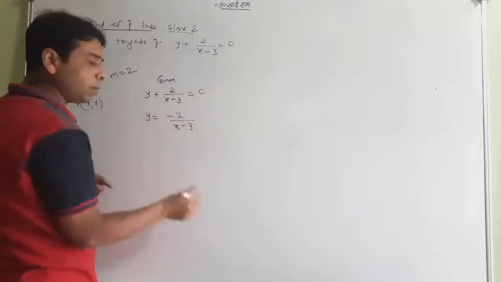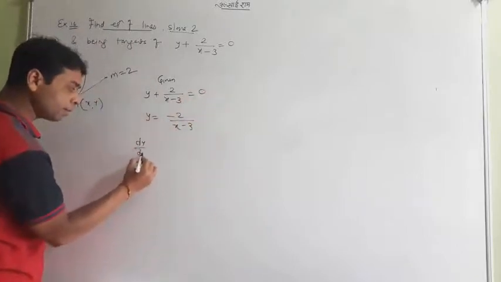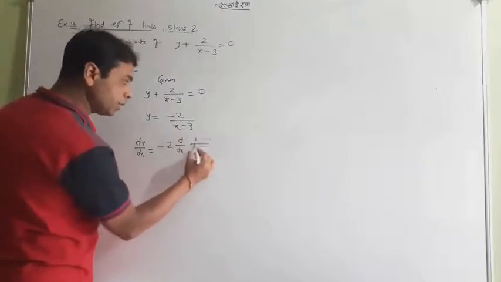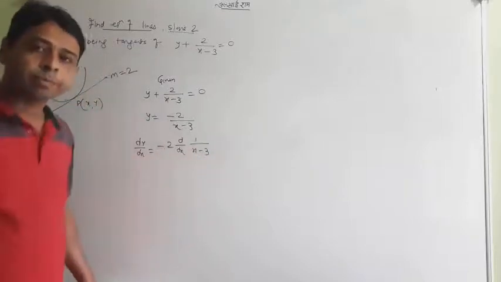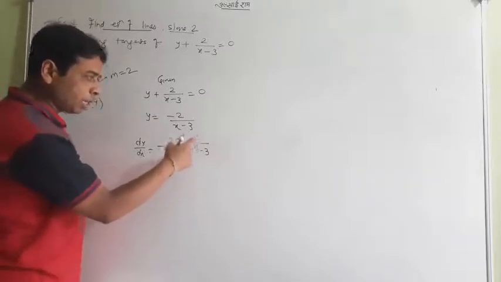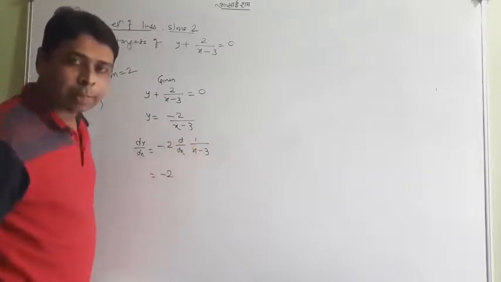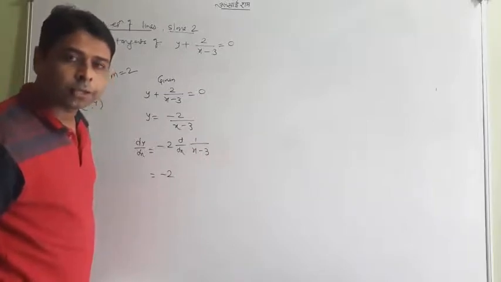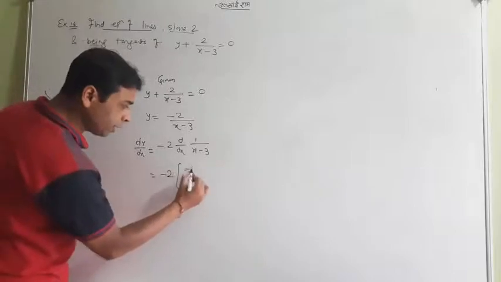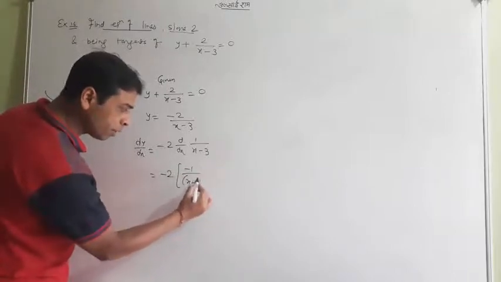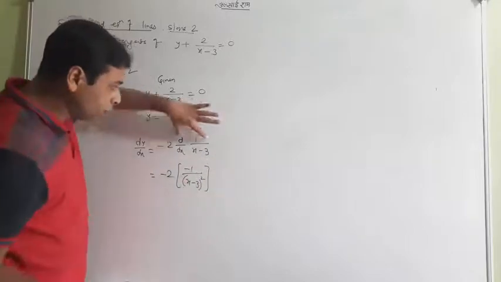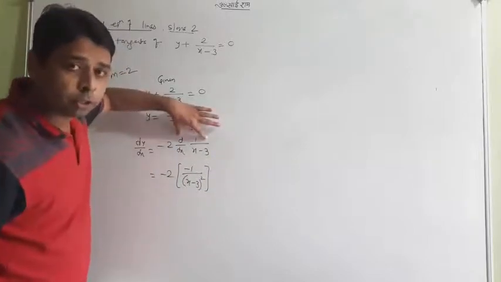I transferred it. Then I go over to dy by dx. Minus 2 is outside, a constant, and x minus 3. Now I use the pattern of 1 by x. What is the differentiation of 1 by x? Minus 1 by x square. So it is only minus 1 by x square, and the differentiation of x minus 3 is going to be 1. And if you are still confused, you can use the division formula.